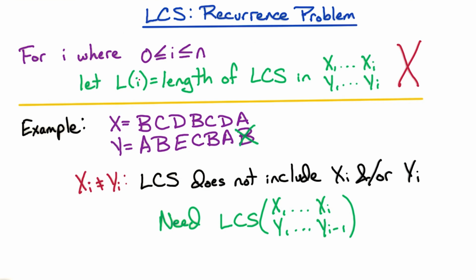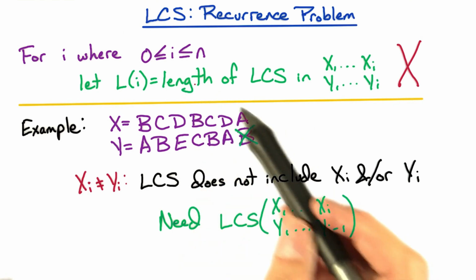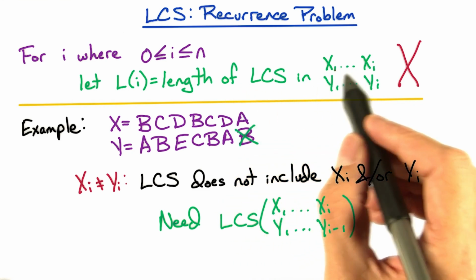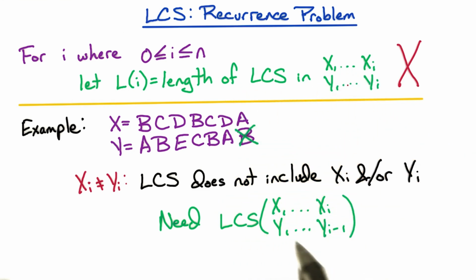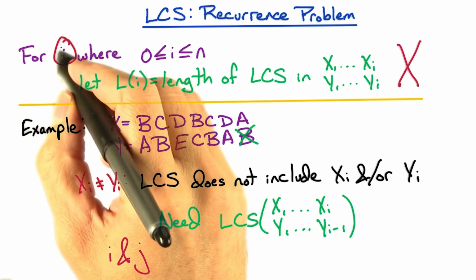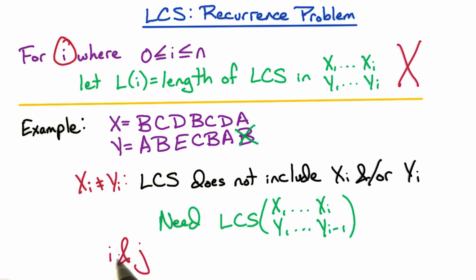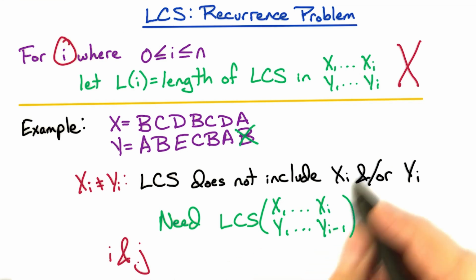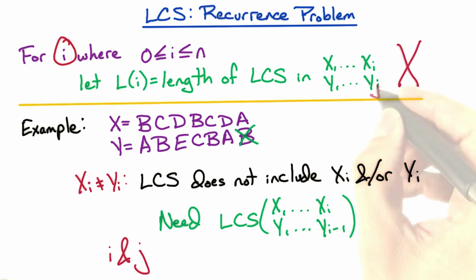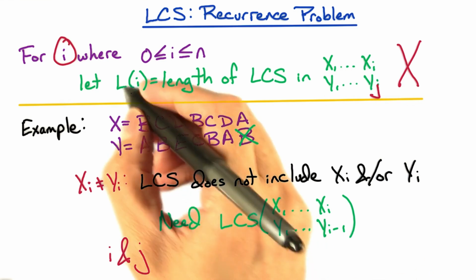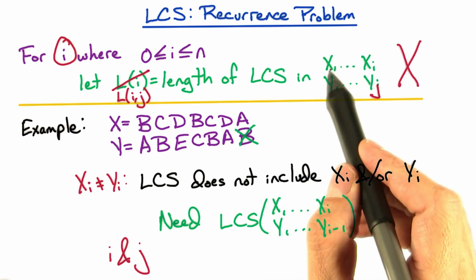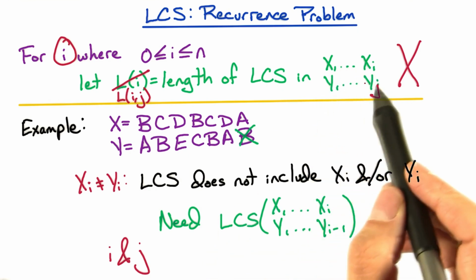But we got some insight about what is a good subproblem definition. The difficulty here was that the prefixes are of the same length for x and y, but we need to allow them to be different lengths. So how do we achieve that? We're going to change from a single parameter I to a pair of parameters I and j. I will correspond to the length of the prefix in x, and j will correspond to the length of the prefix in y. And our table will now be a two-dimensional table. So L of ij will be the length of the longest common subsequence in x1 through xi with y1 through yj.